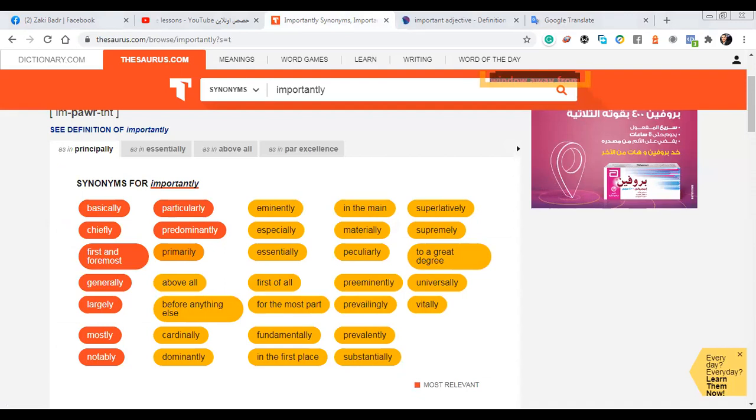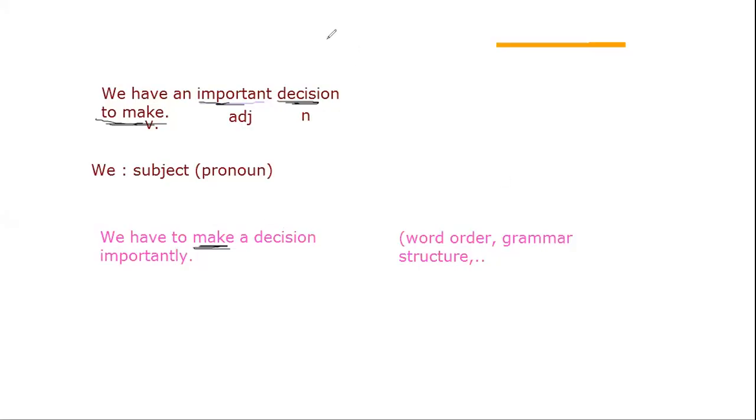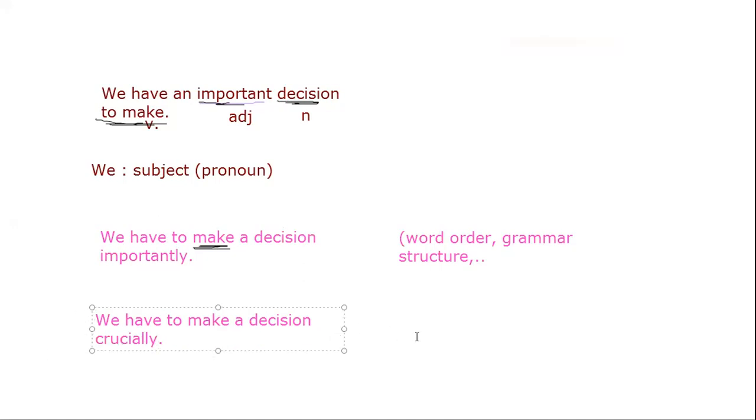How would you think of paraphrasing the question? Now, to paraphrase importantly, I'm going to use a synonym. So we have to make a decision crucially. Now you did perfect paraphrasing. Word order, grammar structure, a synonym for importantly, crucially, very close in meaning.